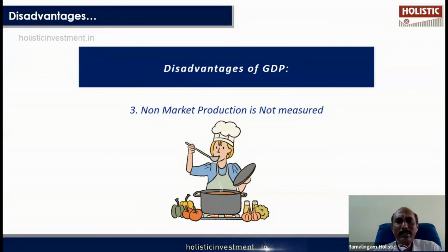And the non-market production is not measured. It's not taken into account. Say, for example, if I am cooking my own food, if I am growing my own vegetables, in that case, I will not buy vegetables to that extent. I will not order food from outside because I am growing vegetables. I am also cooking. If I am not growing vegetables, and I am also not cooking, then I have to order food from outside. So when I order from outside, that production is accounted. If I am producing on my own, that is not accounted.